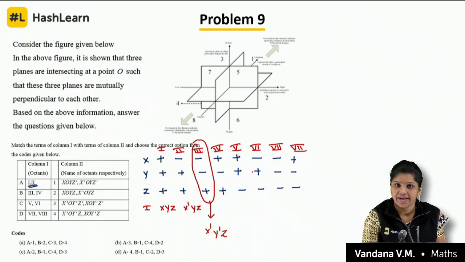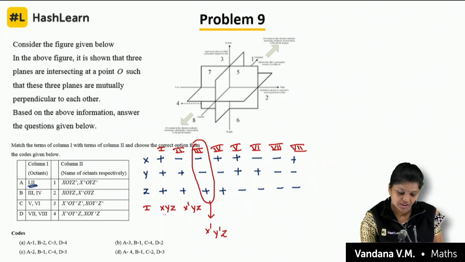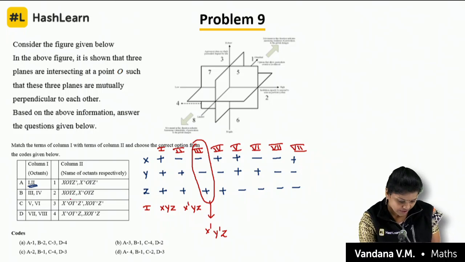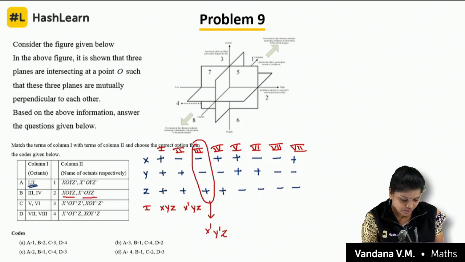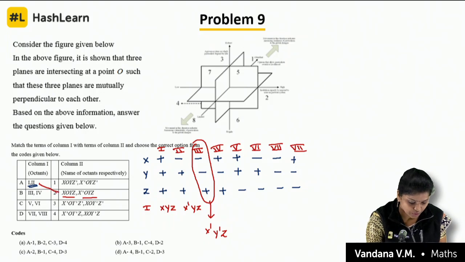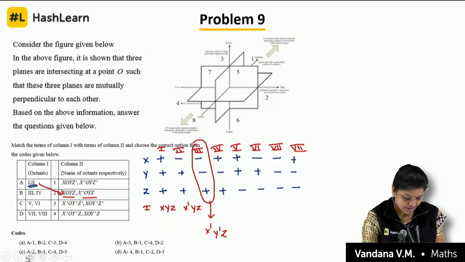Yes. So like that. Now you just map it. 1 and 2 represent X, Y, Z, where 1 is X, Y, Z and second will be X dash, Y, Z. So A is mapping to 2. Next one is what?